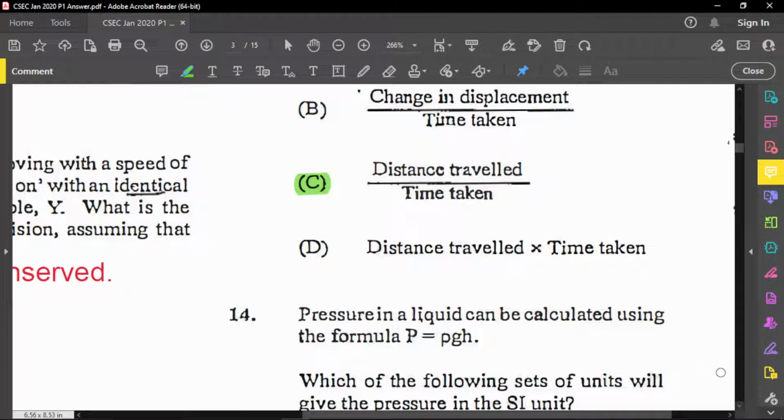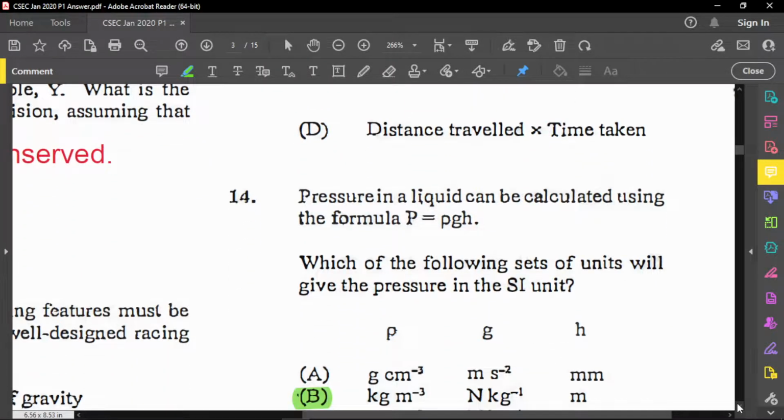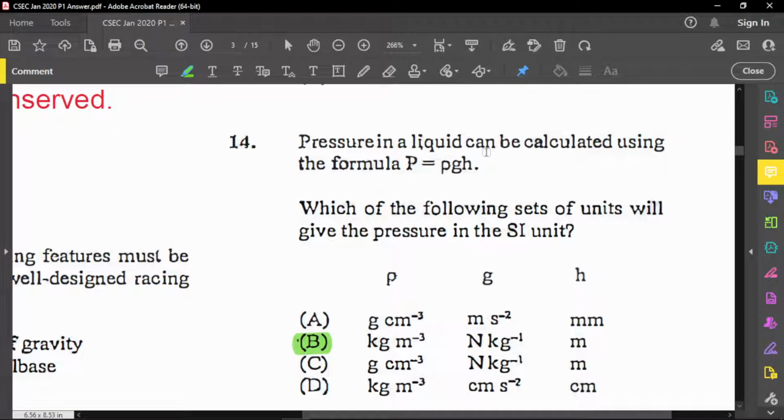Now for question number 14, the pressure in a liquid can be calculated using the formula P, the pressure, equals density times gravity times height. Which of the following sets of units will give the pressure in the SI unit? Firstly, you need to know the unit for each. The SI unit for density is kilograms per meter cubed, gravity will be newtons per kilogram, and height will be in meters. Therefore B is the correct answer for this question.